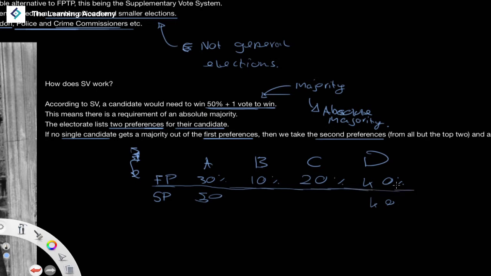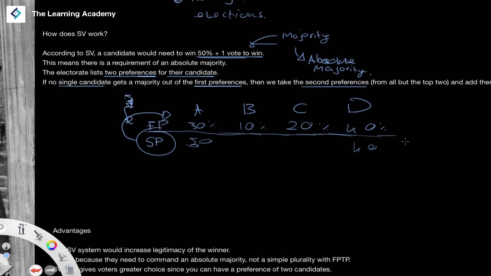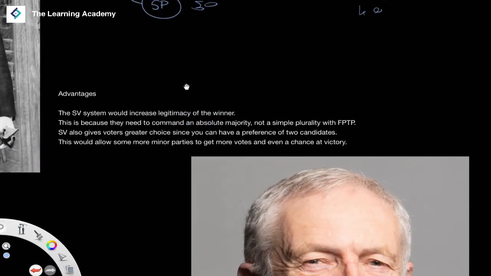That means we don't have to worry about the second preferences. The second preferences are there to try and supplement the first preference votes and to make sure that we are guaranteed an absolute majority for one of these candidates with the second preference votes. And that's ultimately a very messy way of trying to understand it for you right there.